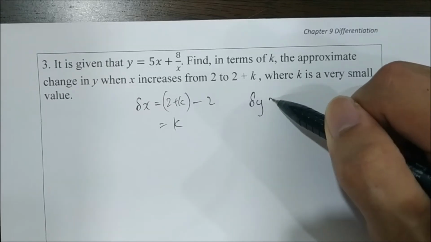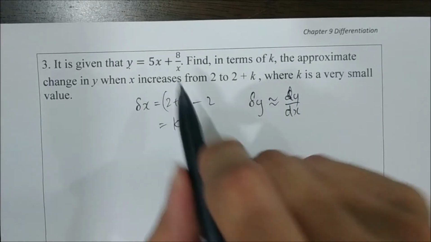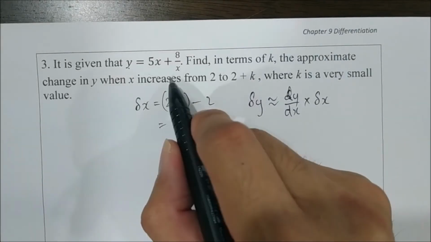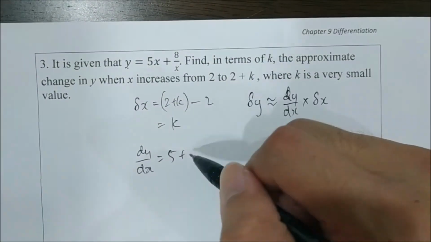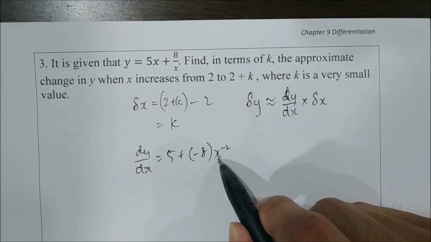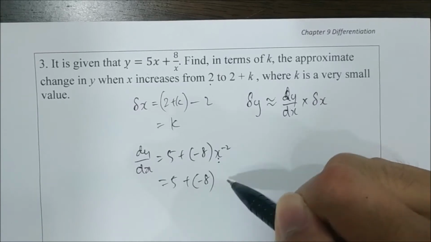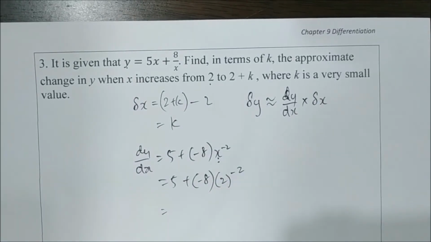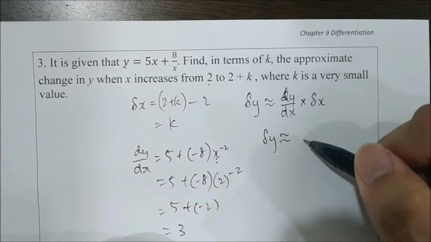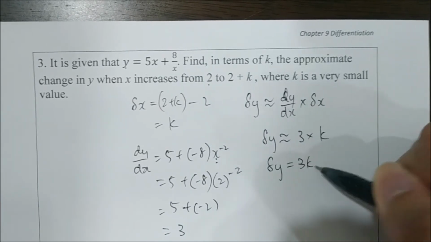The question asks us to find the approximate change in y, which means we need to find delta y, which is approximately equal to dy/dx, as you are given the relation between y and x, multiplied by delta x. Now, to find dy/dx, we differentiate this. And the x here, in order to find the value, we need to substitute a value for x. You take the previous value, which is 2. You get negative 8 over 2 squared, negative 2. So we substitute the value inside. So delta y is approximately equal to dy/dx, which is 3, times k. So delta y equals 3k.